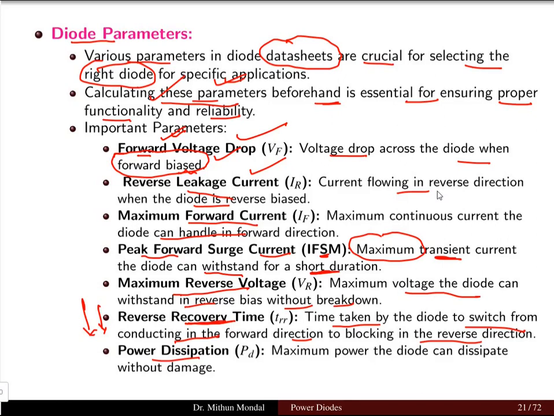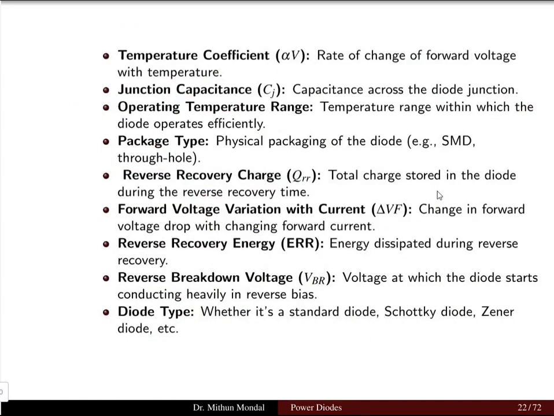Power dissipation generally takes place in the diode because you have a voltage and the current, and this should not damage the diode due to heating effect. There are other factors like temperature coefficient, which is the rate of change of forward voltage with temperature; the junction capacitance, which is the capacitance across the diode junction; the operating temperature range at which the diode generally operates efficiently; and the packaging type. There are different types of packaging processes involved in the manufacturing. The reverse recovery charge is directly related to the TRR, the reverse recovery time: the total charge stored in the diode in the reverse recovery time.